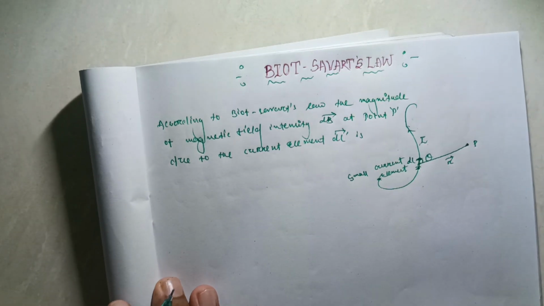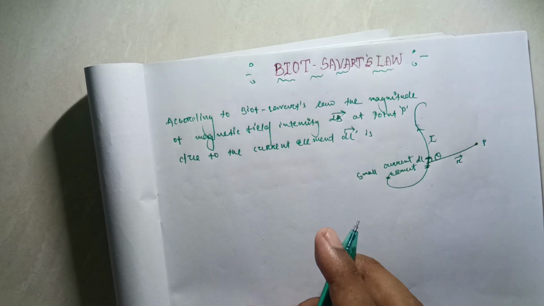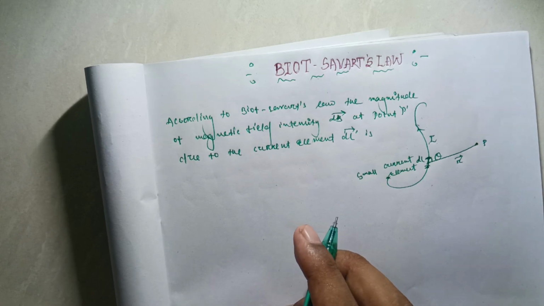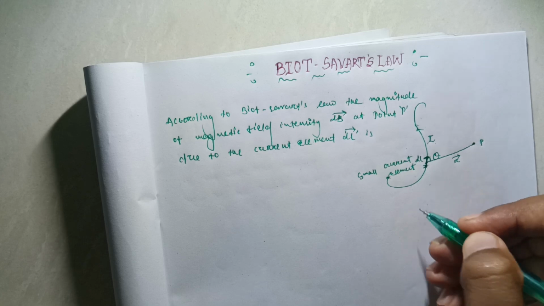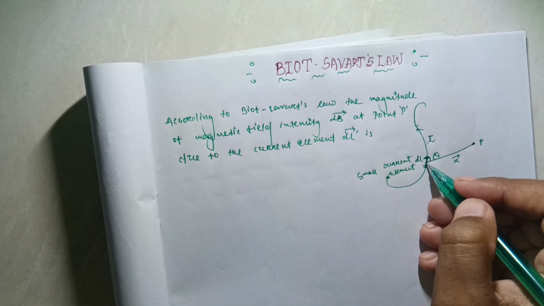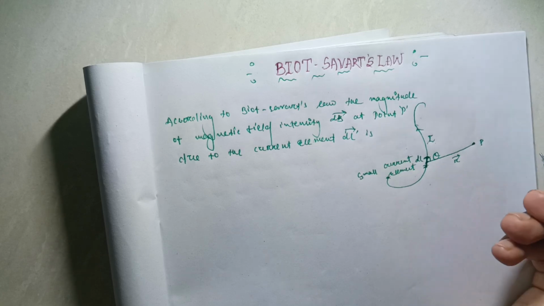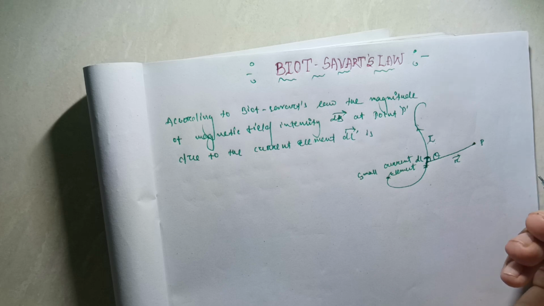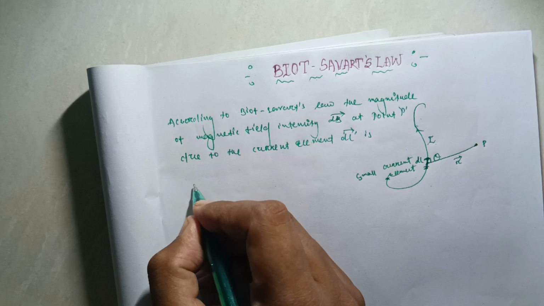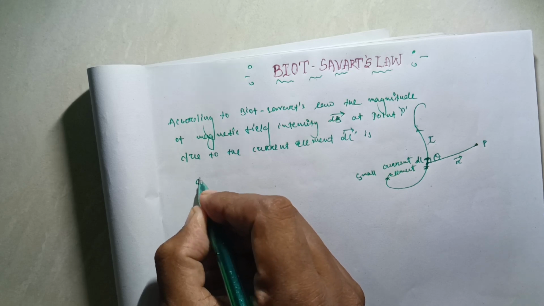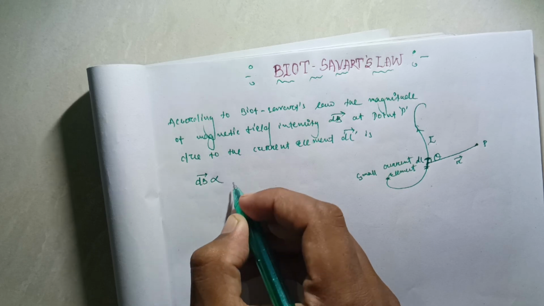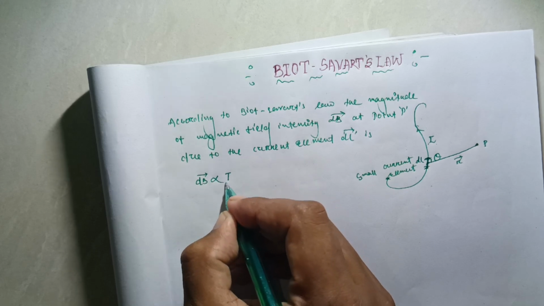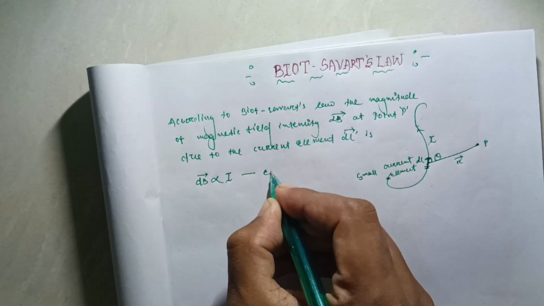We know if the current flow increases, then the magnetic field also increases, right? Yes or no? Yes. So the first equation is dB vector is directly proportional to current I. It is equation 1.